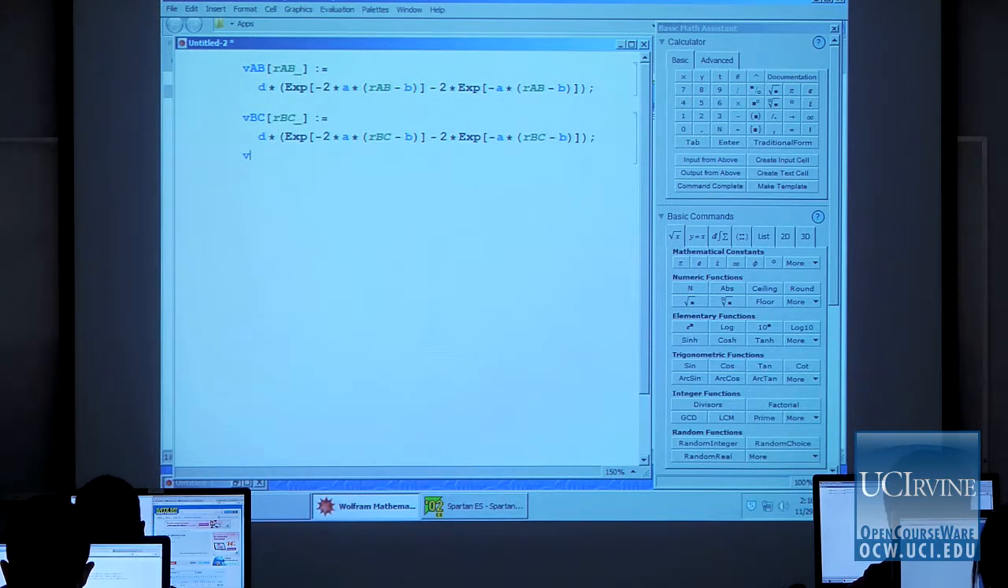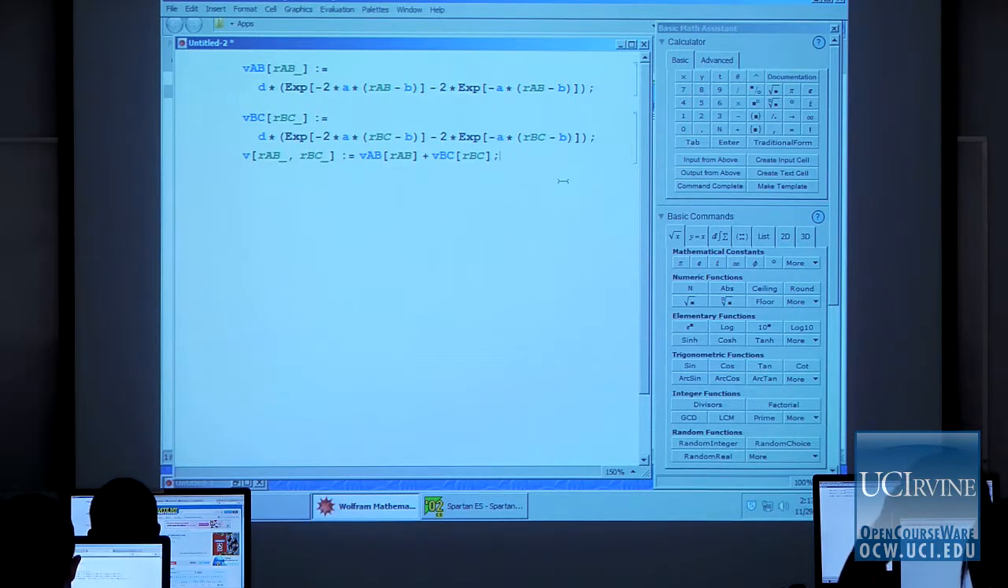And now I'm going to define the total potential energy. I'll just call that V, bracket. And that's going to be a function of RAB and RBC, underscore, colon equals. So that'll be VAB of RAB plus VBC of RBC. Okay.